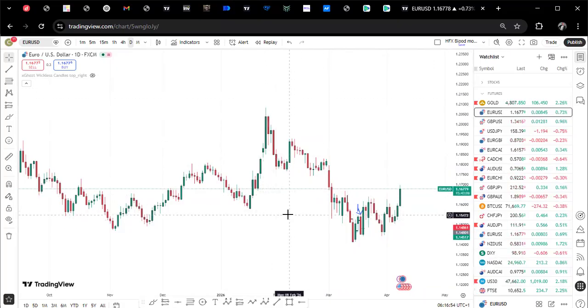Resistance, support. Support is the floor, resistance is the ceiling, right? Then trend is the direction. So, assuming you're traveling from Lagos to Abuja, right? You need a map. So your chart is like your roadmap.